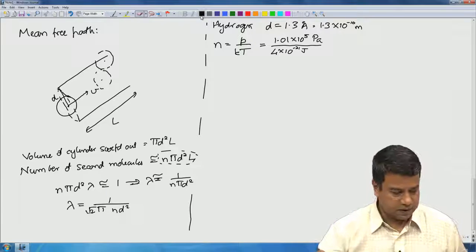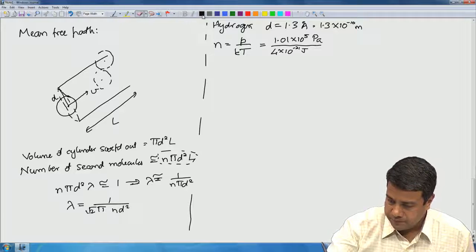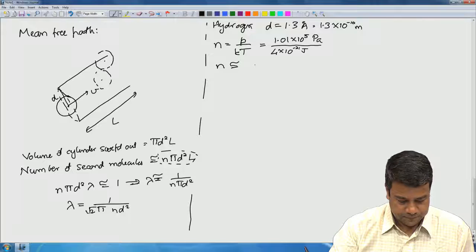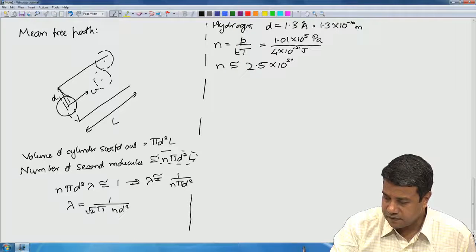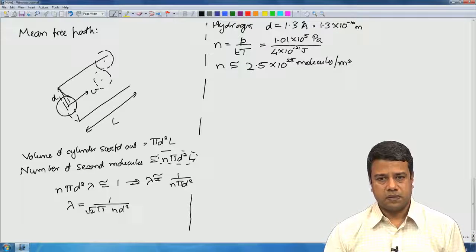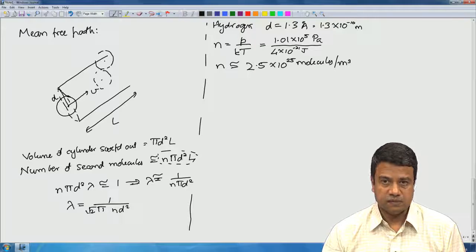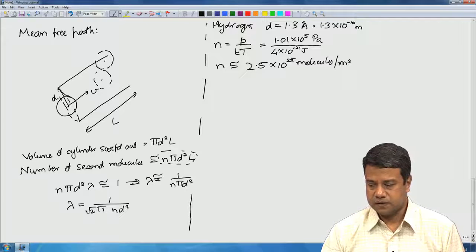And if I divide these two up, I will get number density. N is approximately 2.5 into 10 power 25 molecules per meter cube. Okay. Pascal has dimensions of force per unit area or energy per unit volume. I am dividing it by an energy. So, I just get a number per unit volume of these molecules.